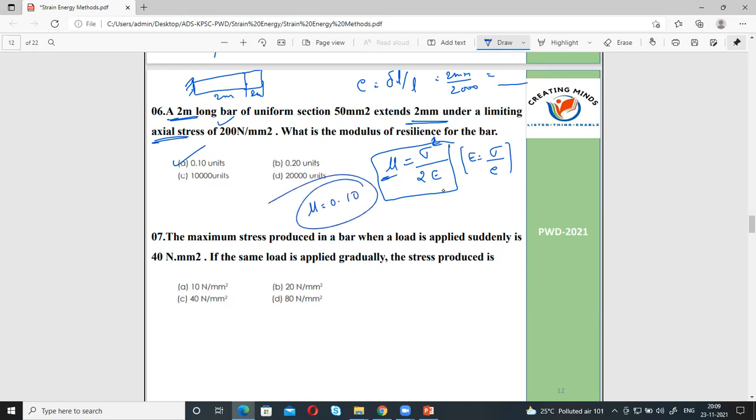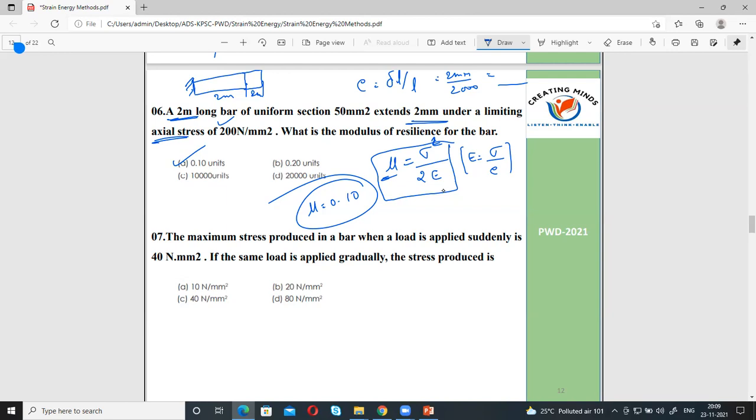Any doubts? You just have to substitute the values. Be very careful, don't just put anything. E involves all the basics here. E equals change in length by original length. Change in length is given as 2 mm. Original length is given in meters, so you have to convert it to millimeters. Any doubts? Shall I move on to next question, or are you having any doubts in this particular question? No, sir. Okay, we move on to next question.